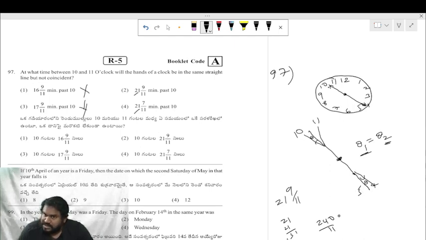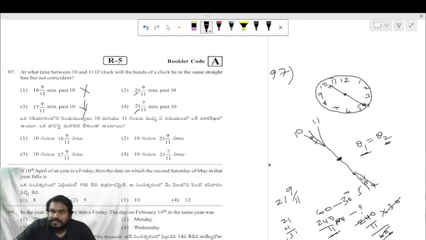What angle? So generally, for every 60 minutes, the hours needle will do 30 degrees. For this many minutes, how much angle will it do? That we need to find. 240 by 11 divided by 60 into 30. 240 by 2 ones, 120 by 11, it will make 120 by 11 degrees. So this angle theta 1 is 120 by 11 degrees. So theta 2 should also become 120 by 11. If that matches, then that is the answer.